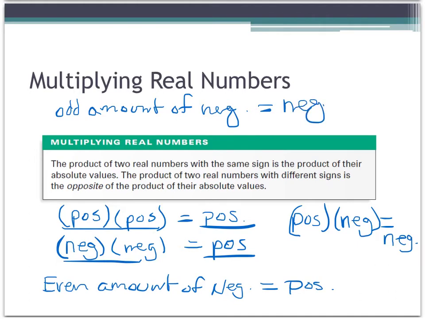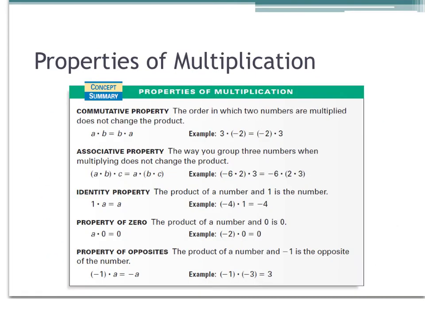The definition they give is kind of confusing, but if you remember what you learned back in 6th and 7th grade about these kind of things in your notes, that makes multiplying real numbers go pretty quick. In our next slide, we're going to talk about the properties of multiplication.